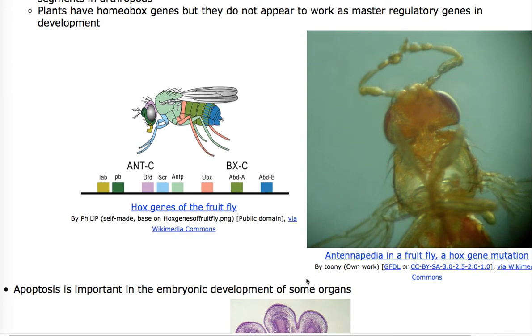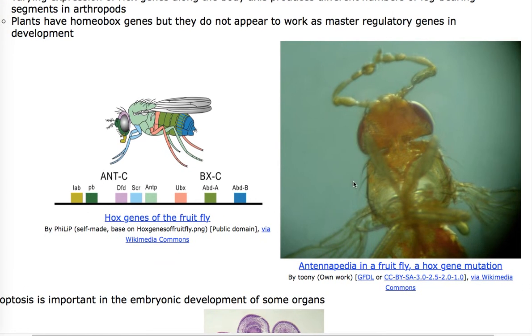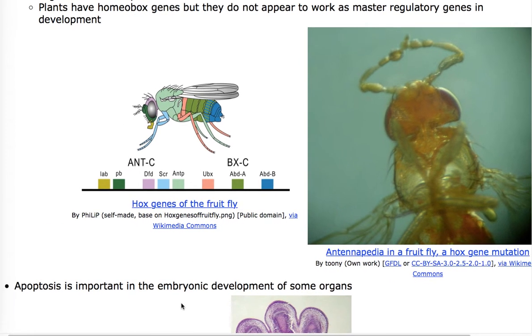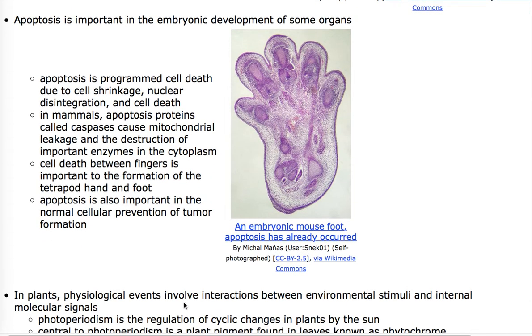I believe this is Antennapedia. This is a fly that instead of having antenna on its head, it actually has legs growing out of its head because of a Hox gene mutation. Anytime you interrupt the interaction of different Hox genes, you're going to mess up the pattern of body formation in embryonic development, and that's not going to be a good thing for the embryo.